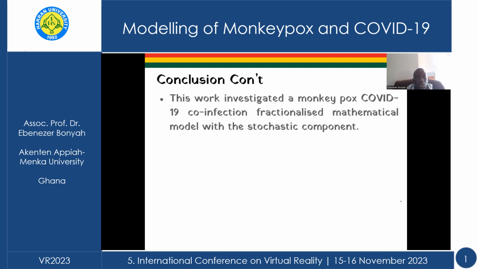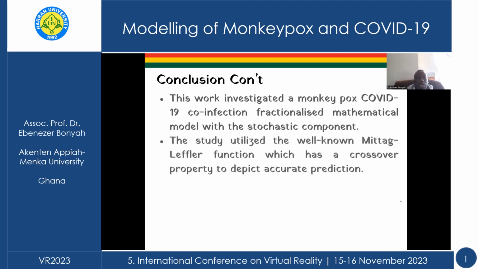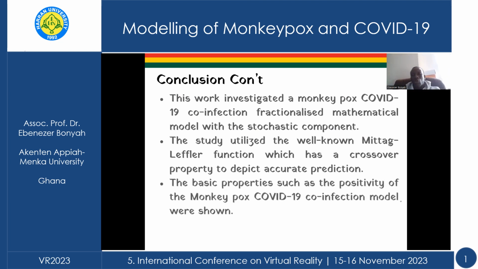Okay. So having said this, I want to draw some conclusions from my talk. This work investigated a monkeypox COVID-19 model, a fractionalized mathematical model with a stochastic component. I've shown that, haven't I? Also, this work utilizes a well-known generalized mathematical function. One of the characteristics of this operator is the ability to cross over from one operator to another. The tail can stretch so much to enter another domain. That makes it more accurate.